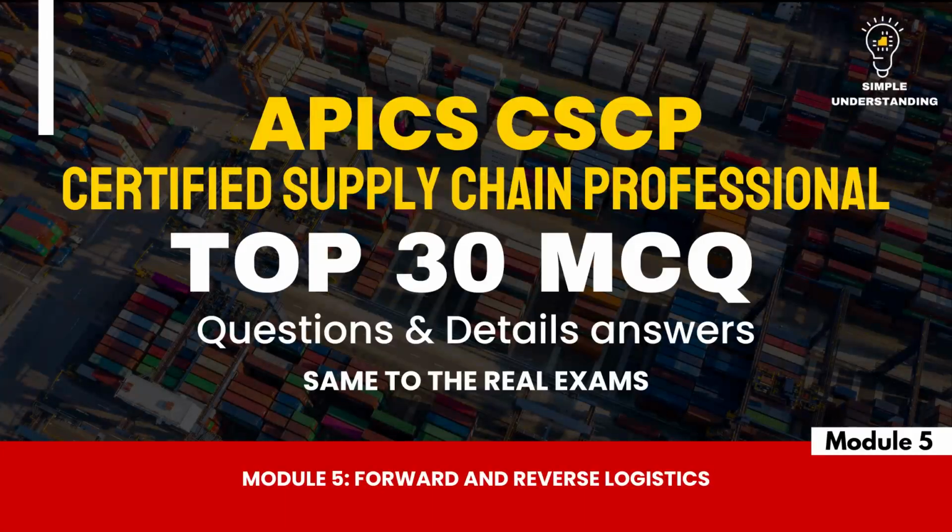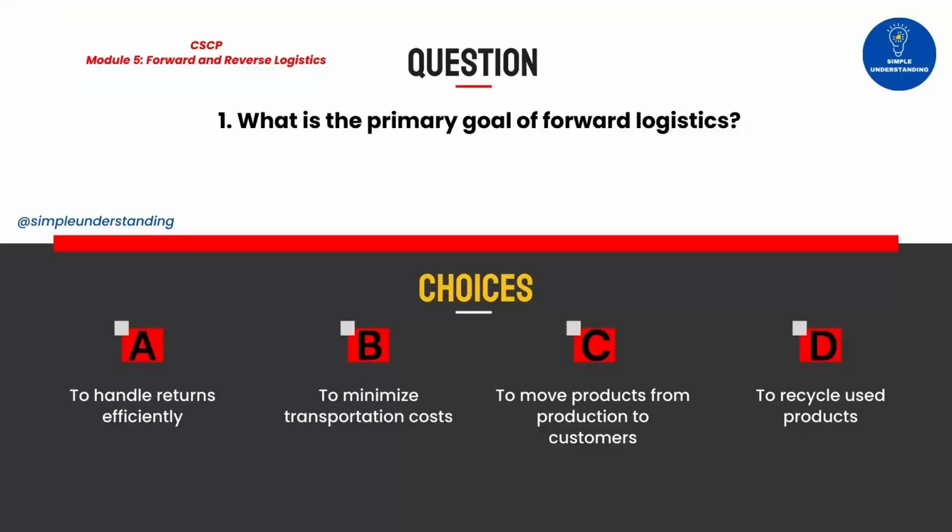Here is a set of 30 challenging multiple-choice questions, MCQs, for Module 5, Forward and Reverse Logistics. 1. What is the primary goal of forward logistics? A. To handle returns efficiently. B. To minimize transportation costs. C. To move products from production to customers. D. To recycle used products.